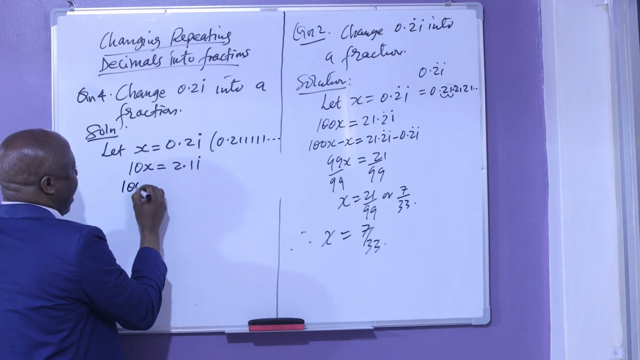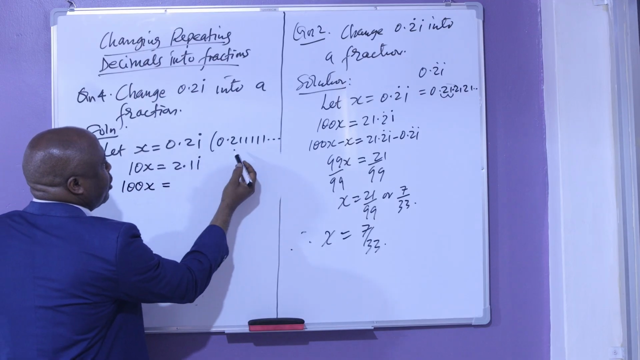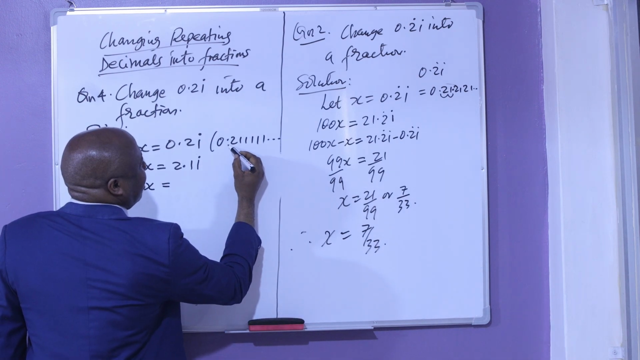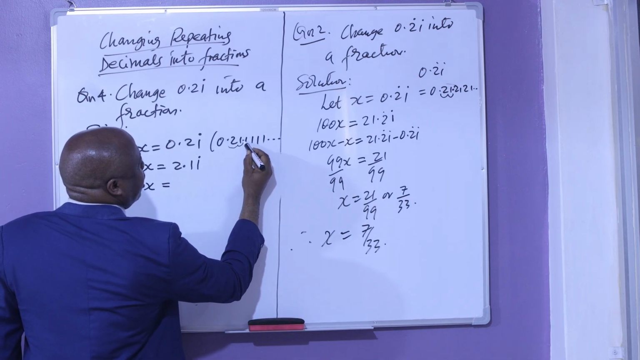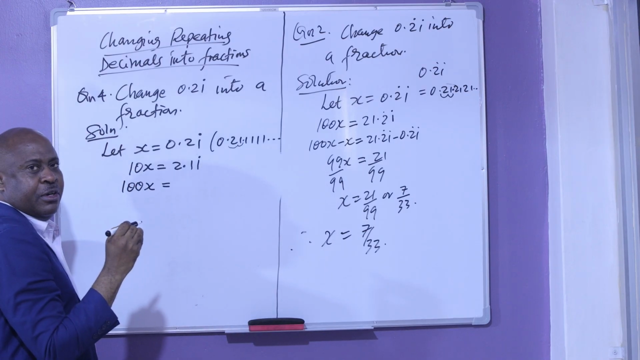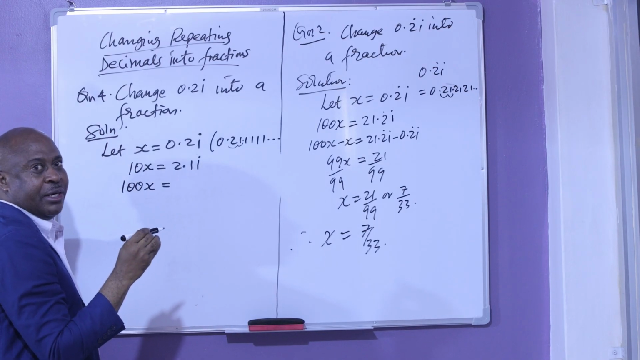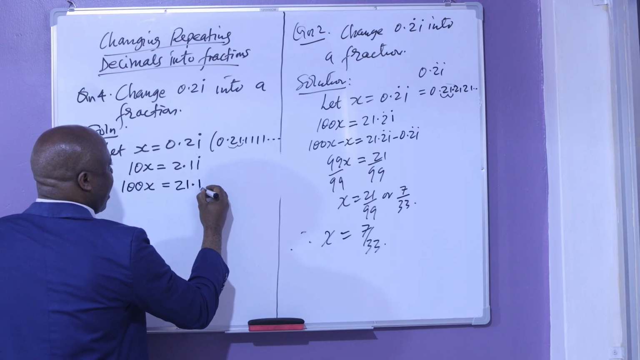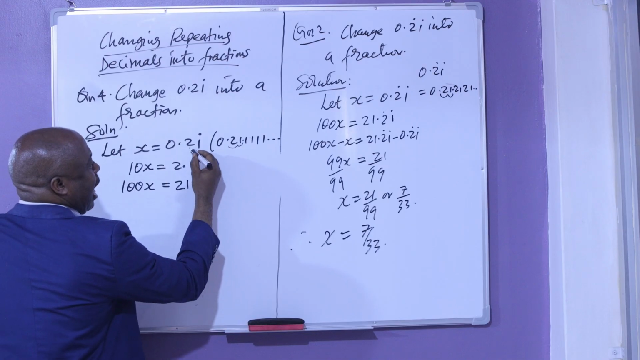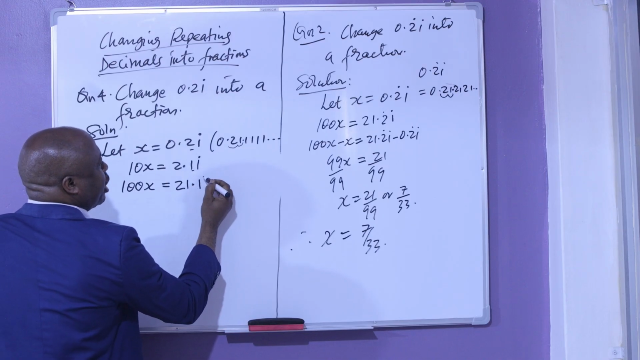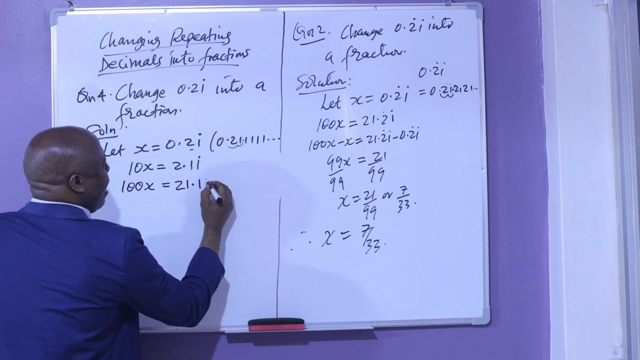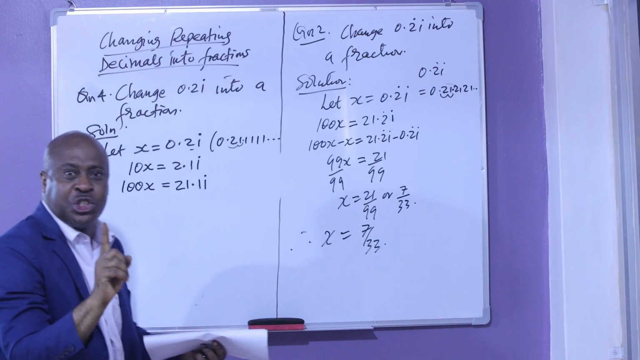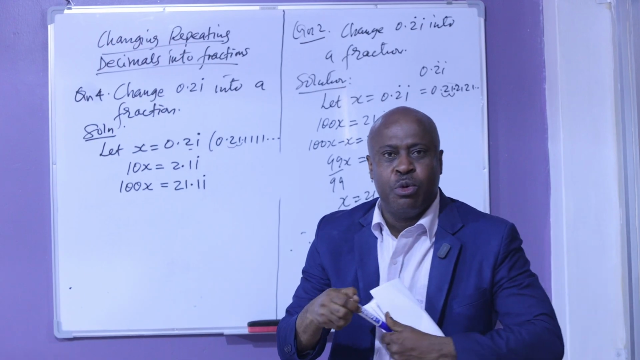So I'll multiply again by 100 here. I'm going to get 100x equals, when I take my 0.21111 multiplied by 100, the decimal point will move between the 1 and 1. And so I'm going to get 21.1 repeating. Because I'm having 2 decimal places here, I have to put 2 decimal places here as well. You will realize one thing here as we move forward.